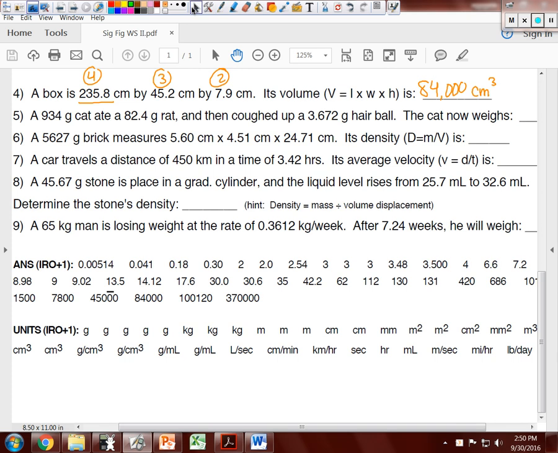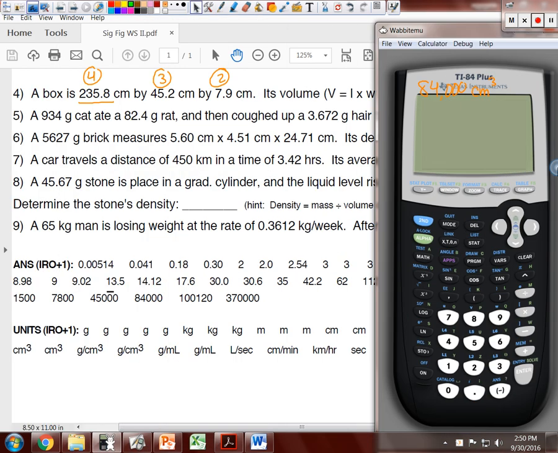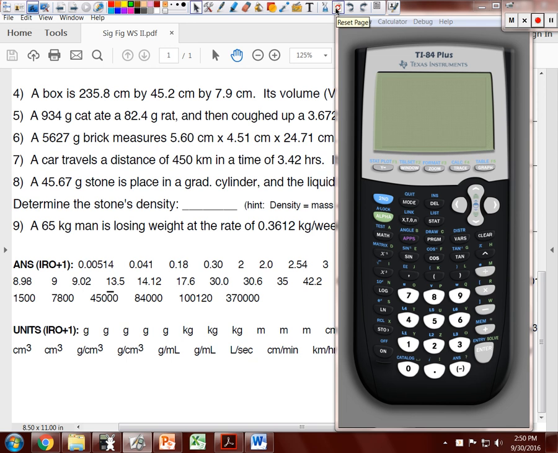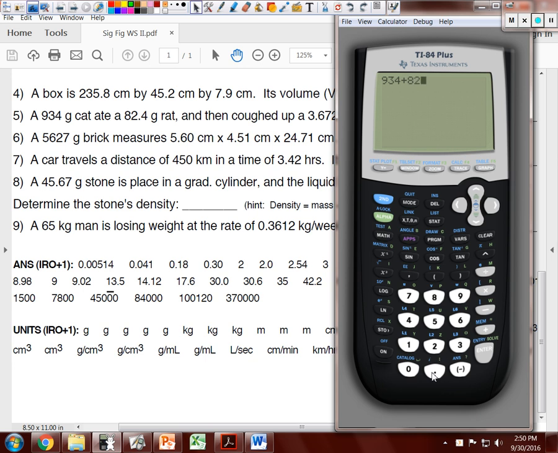At the end. Okay, so I'm going to throw up the calculator. All right, so we said it was 934. The cat ate a rat, so is that add or subtract? That's add 84.2. Okay, that gives me that number. And then he threw up a hairball. So what is that? Subtract, as gross as that is. So we're going to subtract 3.672. Is that the whole thing? Okay, and there's my answer.